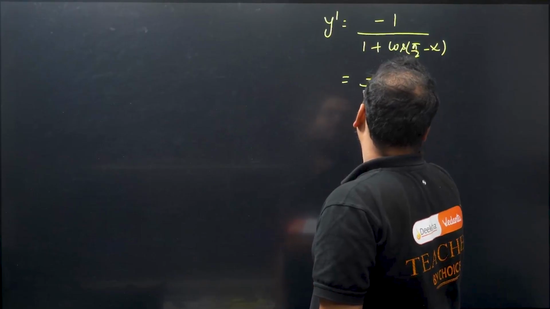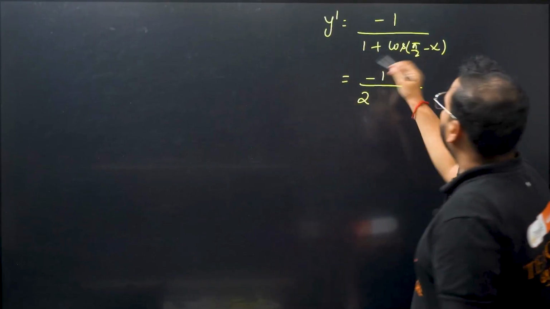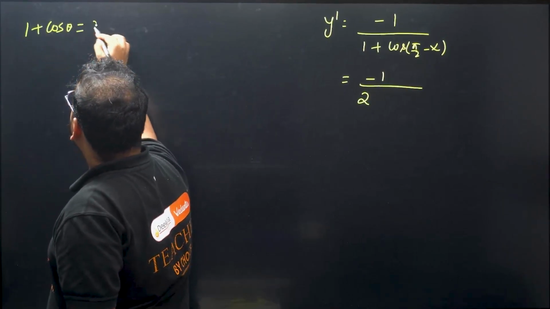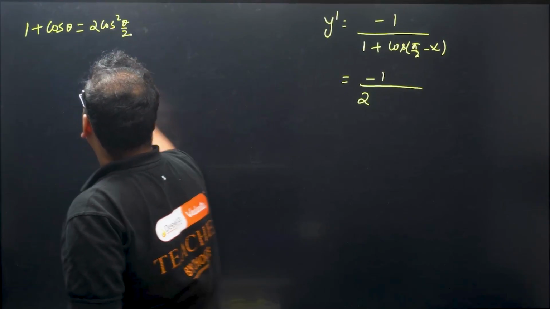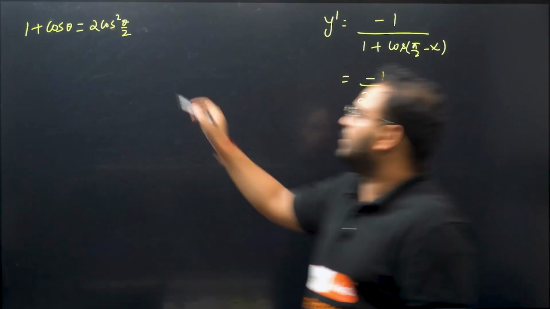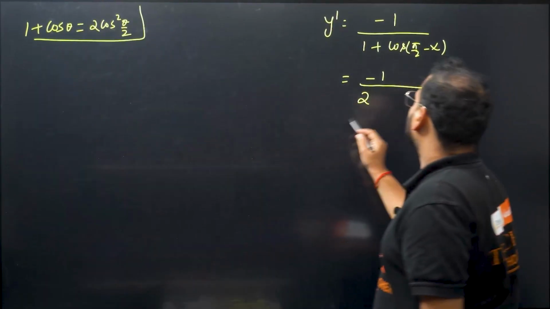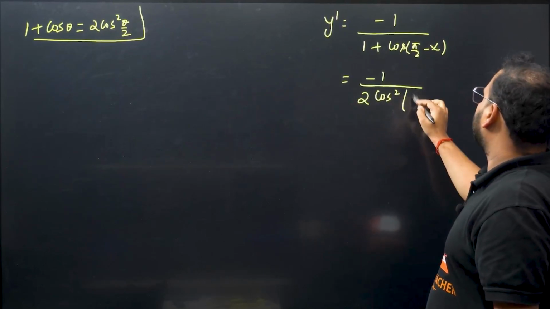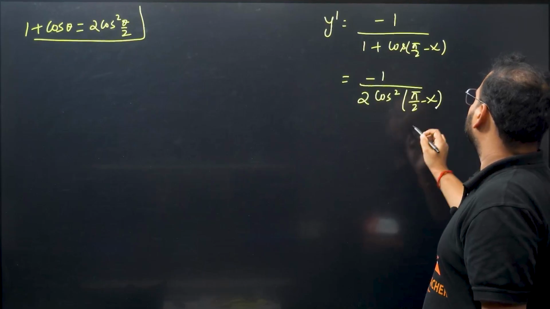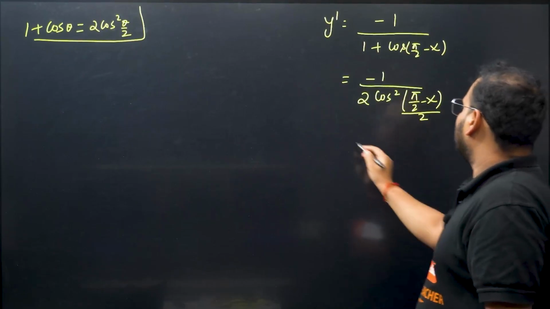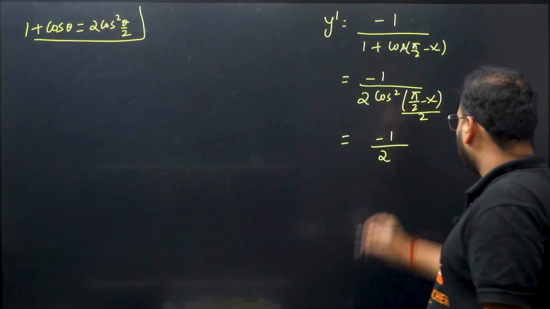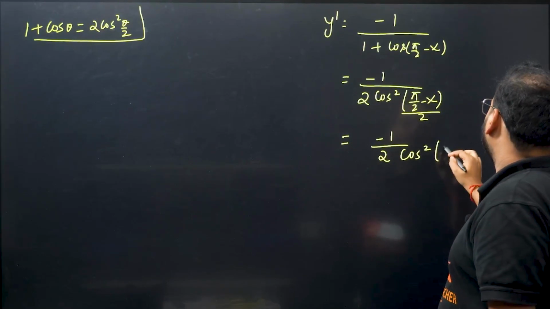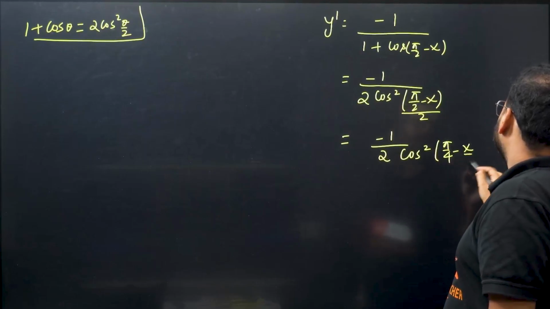Continue, minus 1 upon, what do I get for this? Formula: 1 plus cos theta is nothing but 2 cos square theta by 2. That's my formula. It will become 2 cos square, and the angle by 2, so pi by 2 minus x, the whole thing divided by 2. So this will become minus 1 upon 2, the constant, and I have cos square of pi by 4 minus x by 2.